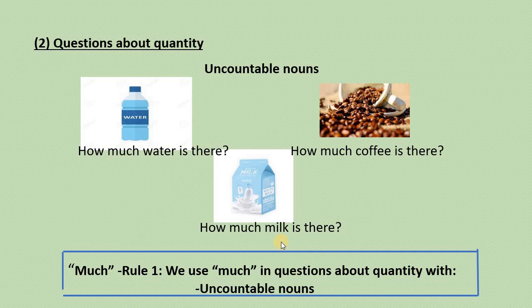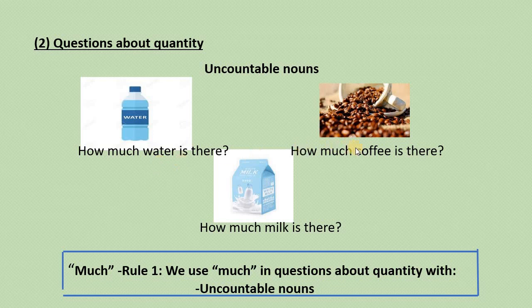We cannot count uncountable nouns. Again, we cannot count uncountable nouns. They are not separate objects and they are always in the singular. Example there guys. Water, coffee, milk. Notice they're always in the singular.